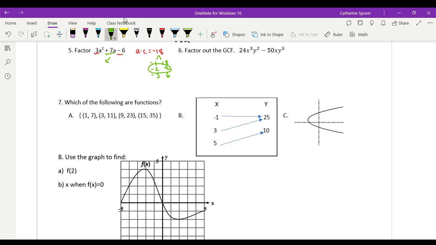So then we split the positive 7 into negative 2a and positive 9a, and rewrite the other two terms, so 3a squared minus 6. Then we group these terms, so out of the first two we could divide out an a. So we take out that GCF of a out of those first two terms to get 3a minus 2.